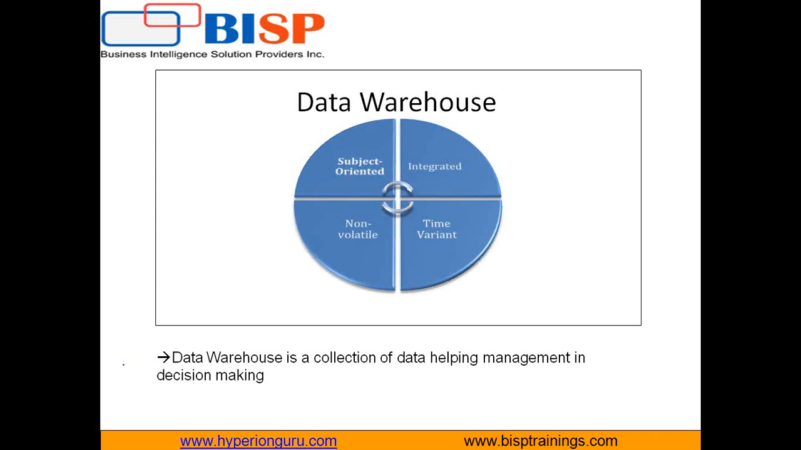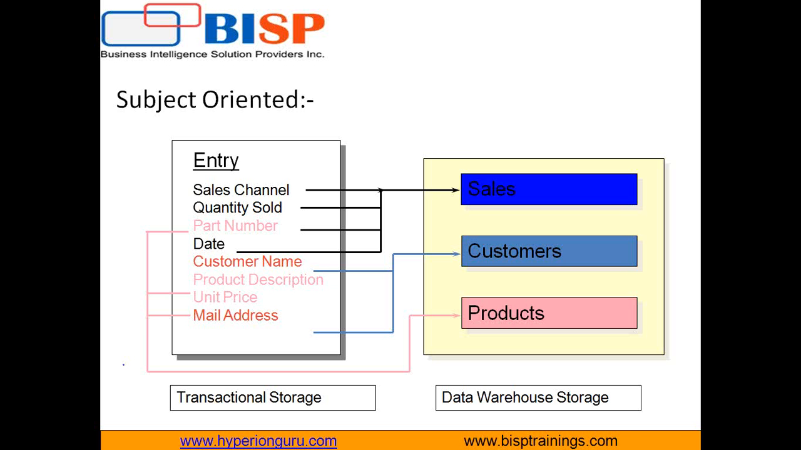First thing is subject oriented. Why is the data warehouse called subject oriented? In the picture, you can see a sheet which contains sales channel, quantity sold, part number, date, customer name, and all those attributes. This is just a simple transactional file. Subject-oriented means you are classifying that information based on specific taglines. The first four items, sales channel, quantity sold, part number, and date, all specify a specific sale. So if I tag them to sale, it will be easy to identify those particular attributes.